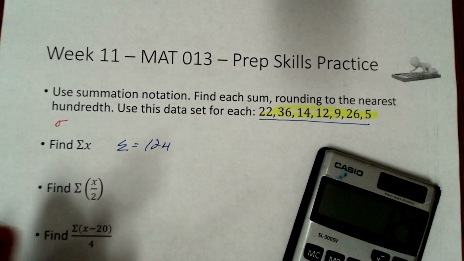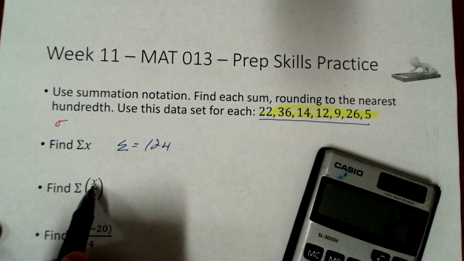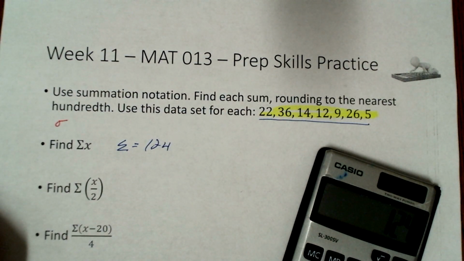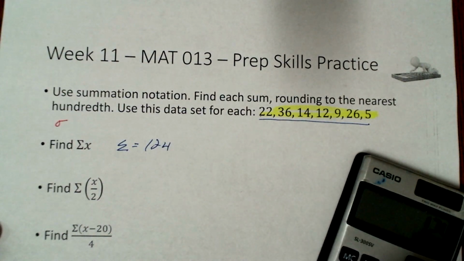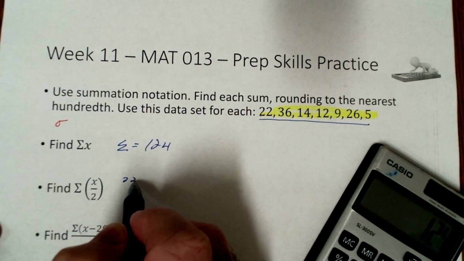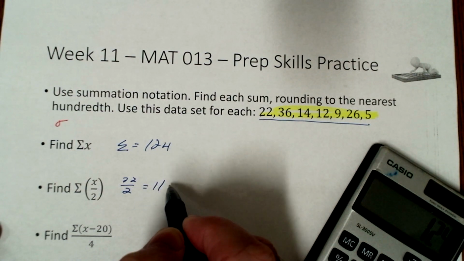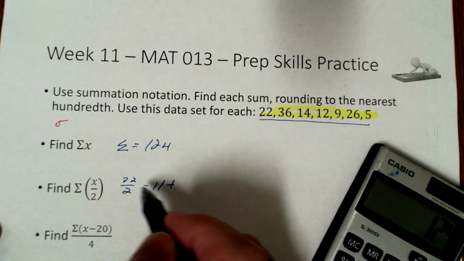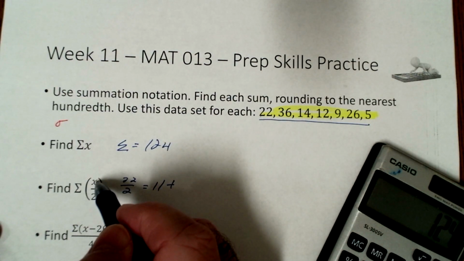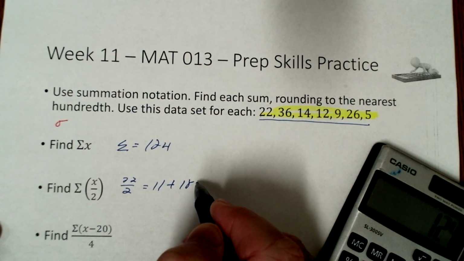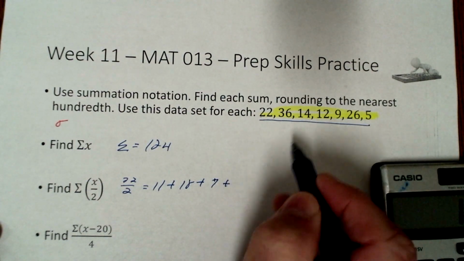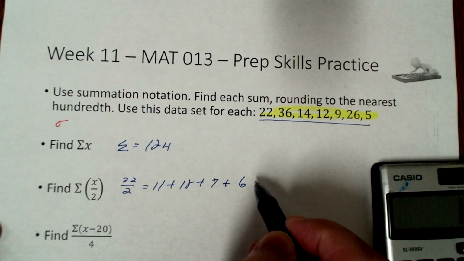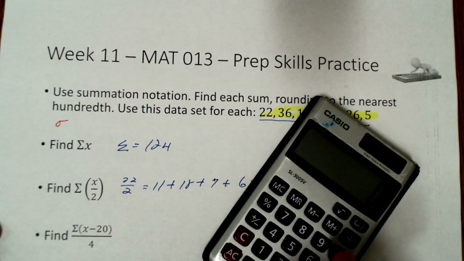Here, though, it gets a little more difficult. We're going to find the sum of each of these numbers divided by 2. So we're going to take each of these digits and plug them in for x divided by 2. Let's just do that. 22 divided by 2 is 11. Plus 36 divided by 2 is 18. Plus 14 divided by 2 is 7. Plus 12 divided by 2 is 6. All right, 9 divided by 2 is not going to give us a whole number.